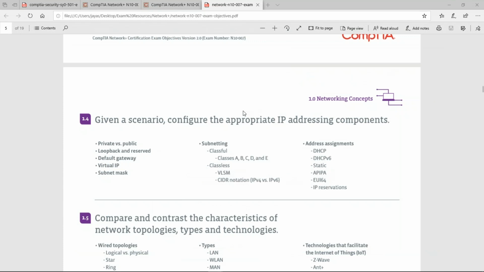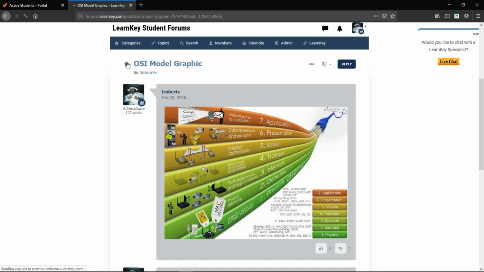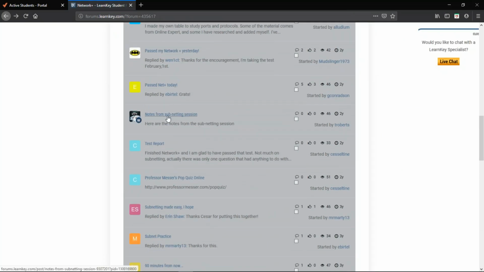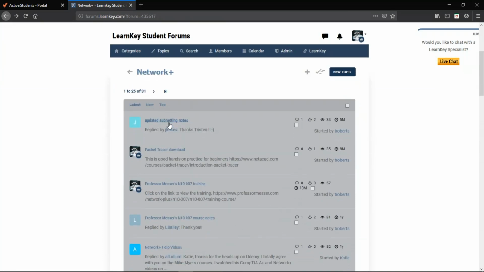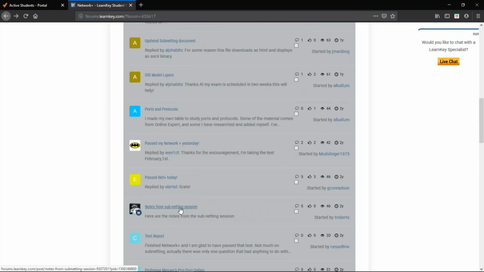Is there somewhere where you can get that chart? Yeah, that chart is actually, go to the forum under model. I'll put it in here somewhere. Notes from subnetting session. Here it is. So just go to the network section and scroll down till you see notes from subnetting section, and you'll see that chart there.